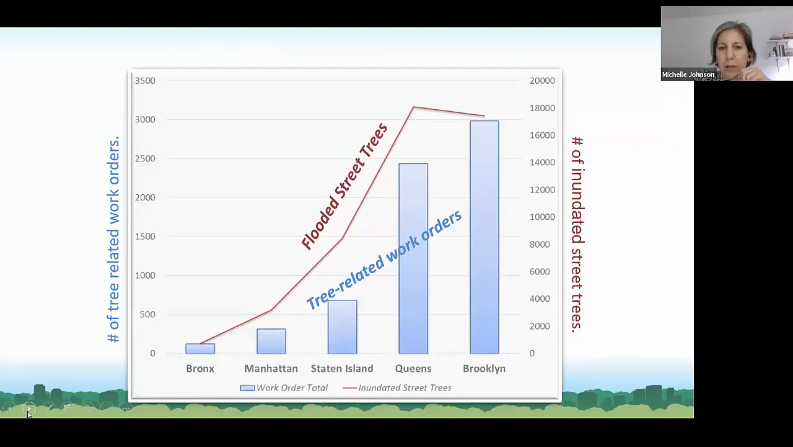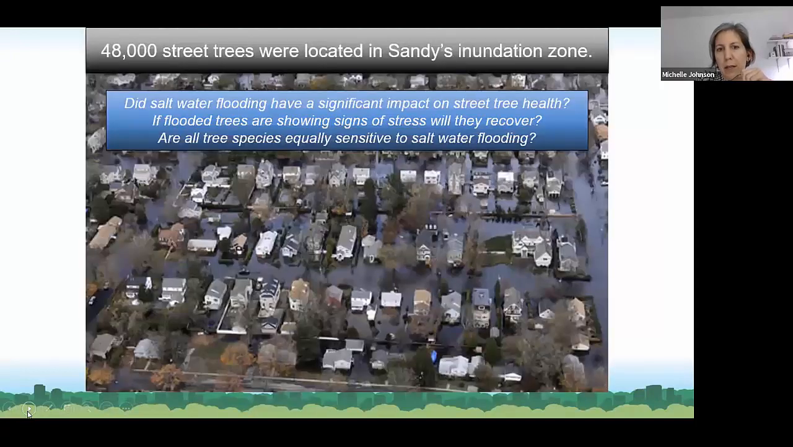We're really evaluating that leaves weren't leafing out properly. They also saw all of these work orders coming in. You can see how they are divided by borough here, and that there were a large number of work orders, and a similar number of street trees that were flooded. So we thought there's a link in this relationship between damage or effects of flooding onto these street trees. Next slide, please.